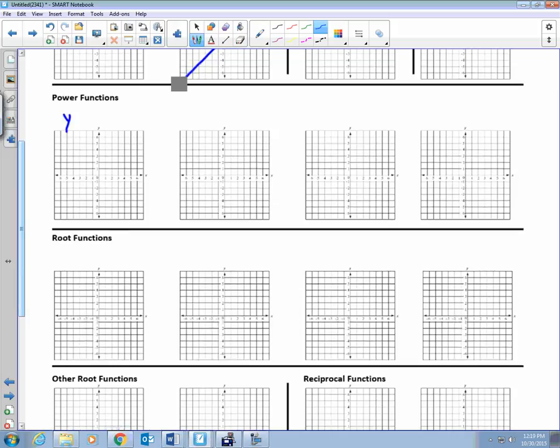Power functions. Y is equal to x squared. What does that look like? A parabola. A parabola is above the x-axis. Why does it stay above the x-axis? Because when you square a number, it becomes positive. How about when you cube a number? Are cube numbers always positive? No, they're not. If you cube a negative, you get a negative. So therefore, it has some negative values.